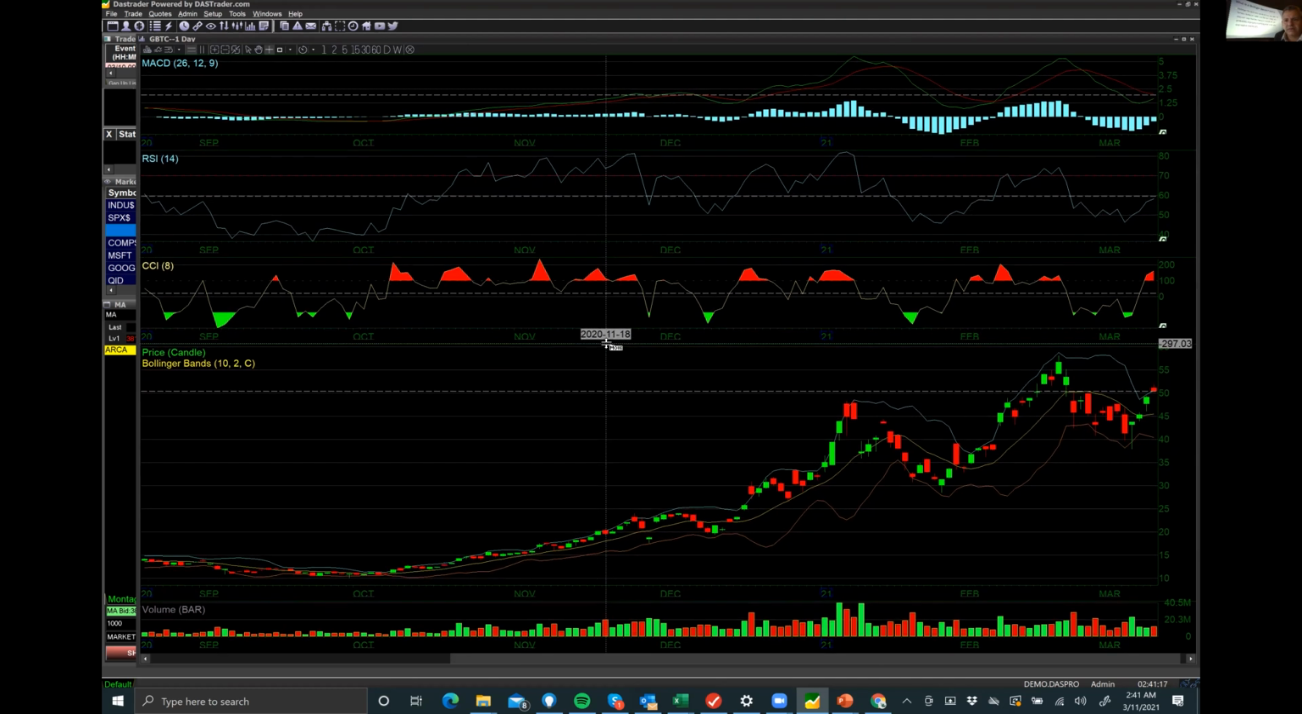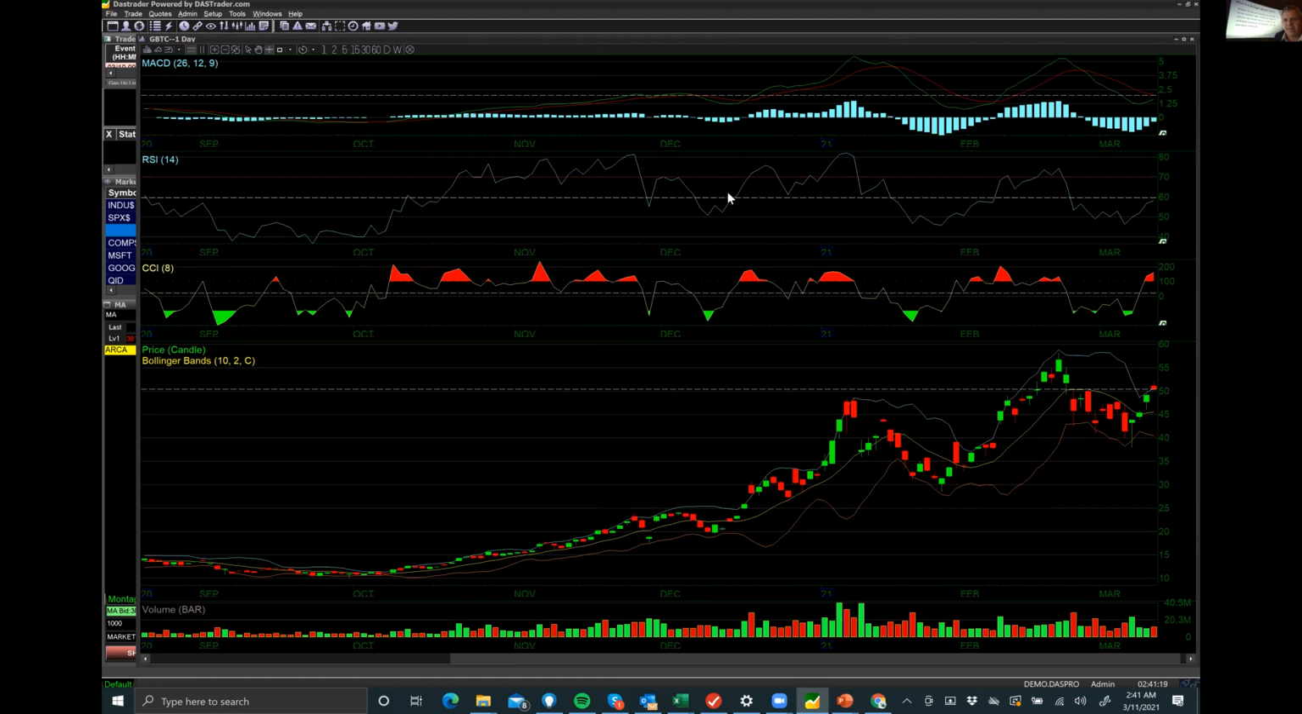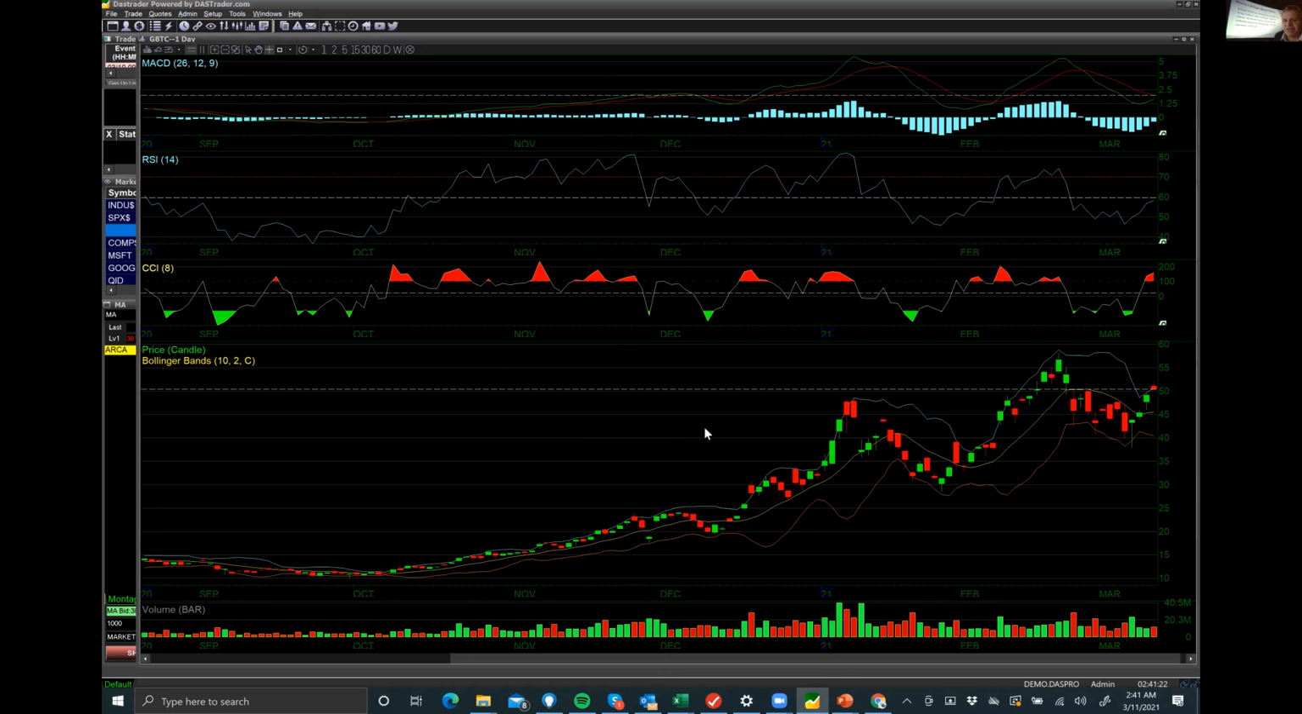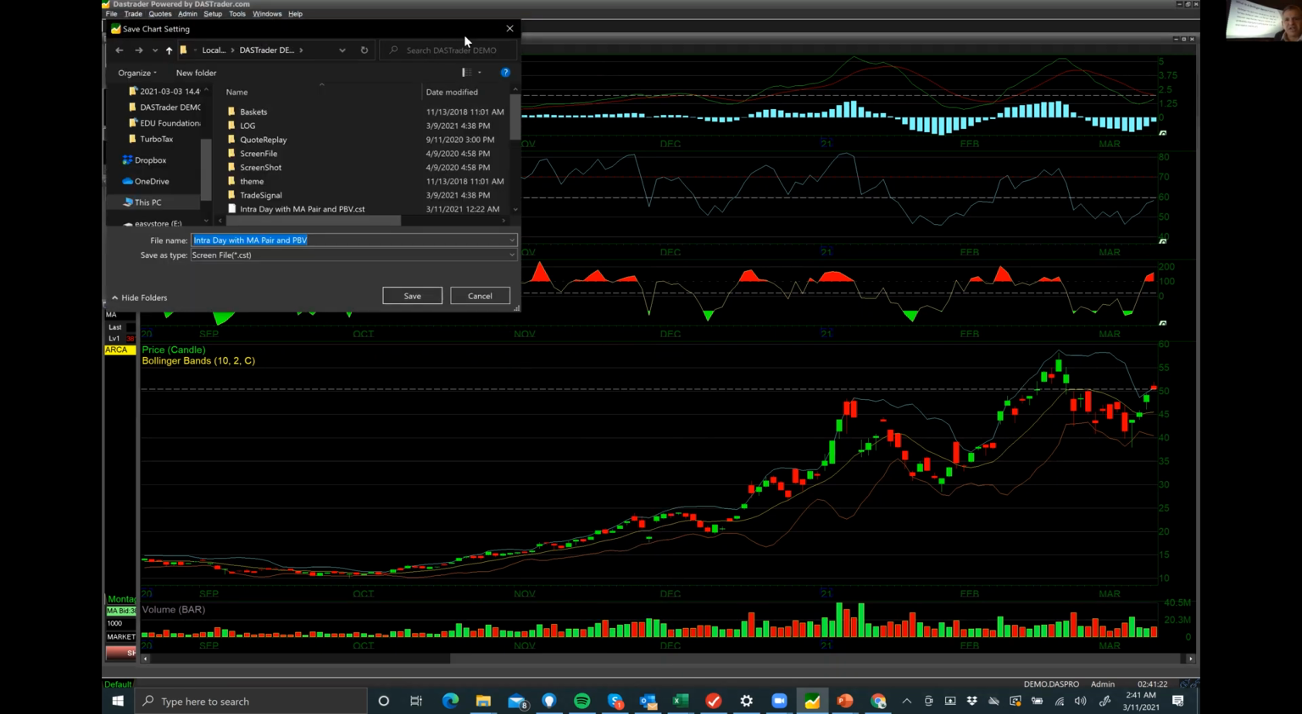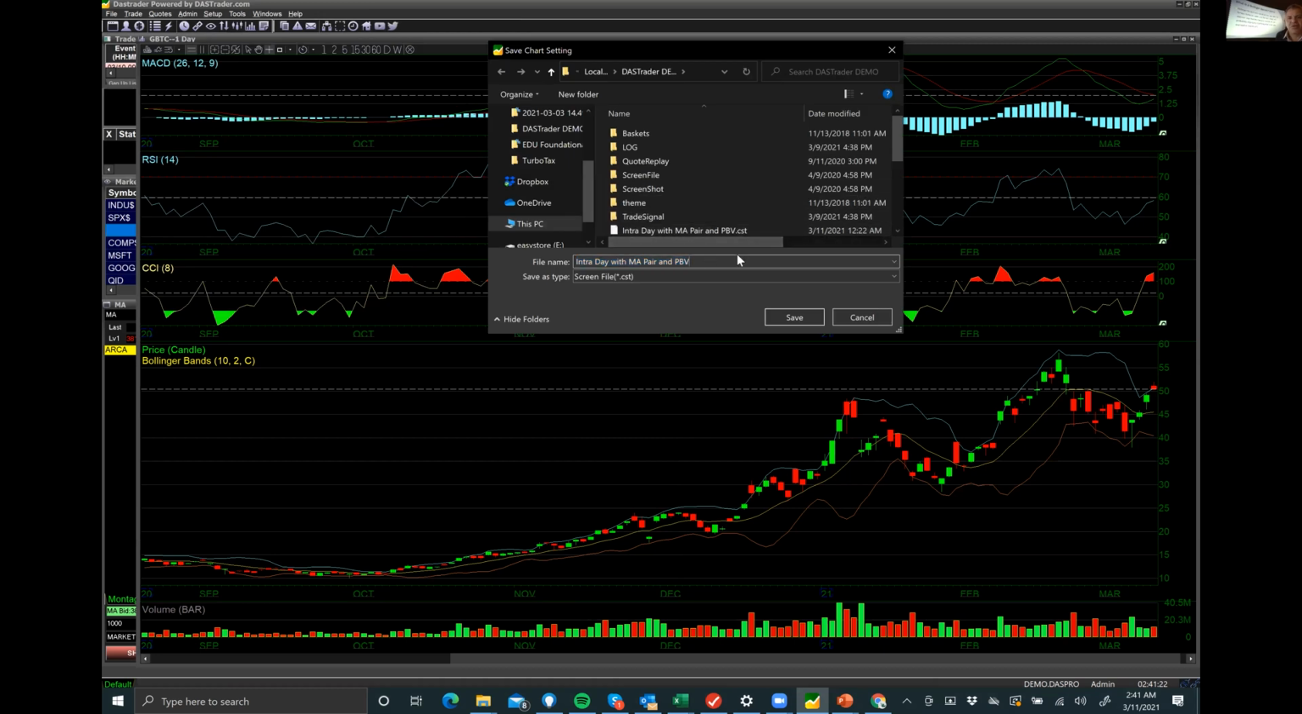Okay, so I got my price and my volume, and I got my 3 indicators right here. And here's my Bollinger Bands. Now, what did I teach you how to do already? Always save your work. Always save your work. There's nothing like having to do the work over again.